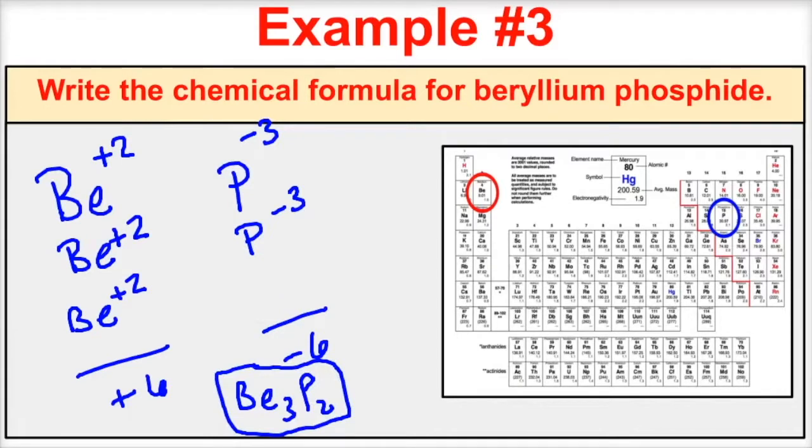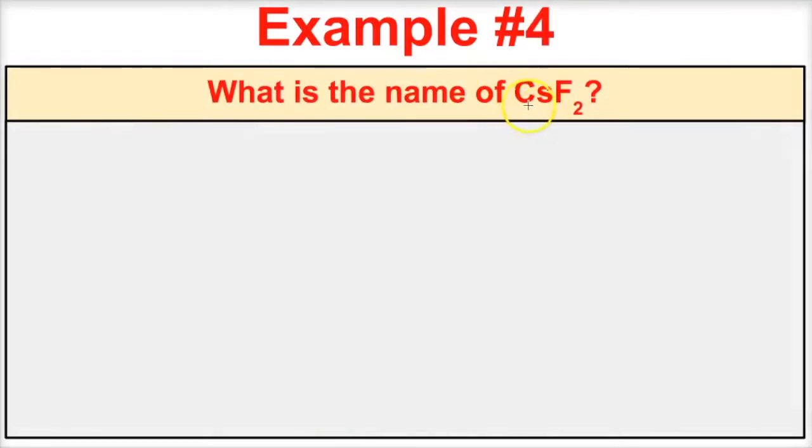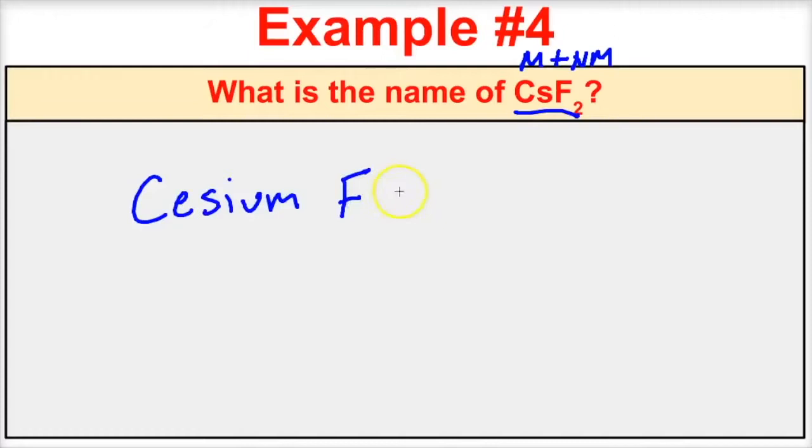Let's take a look at another example. In this example, we're asked to name this compound right here. We can see cesium comes from group 1 on the periodic table, and it's bonded to a nonmetal, right? So we know this is a type 1 binary ionic compound because the metal comes from group 1, and so when we name this, this is just going to be cesium fluoride. Cesium fluoride will be the correct name for this compound here.